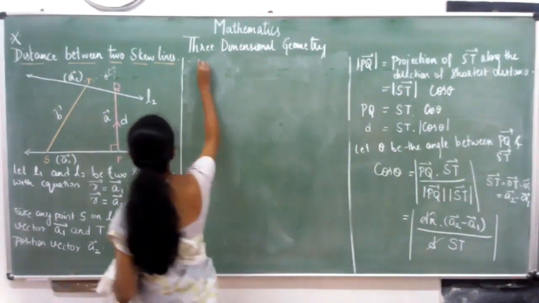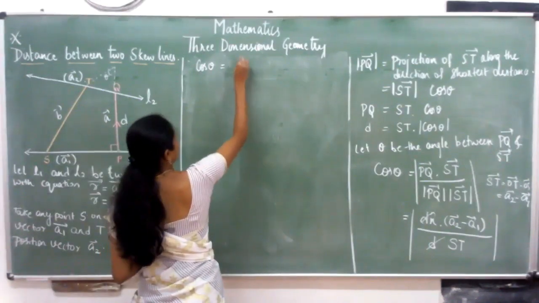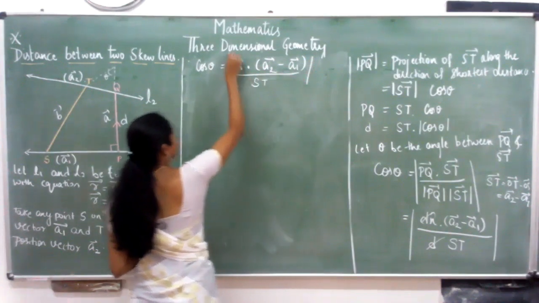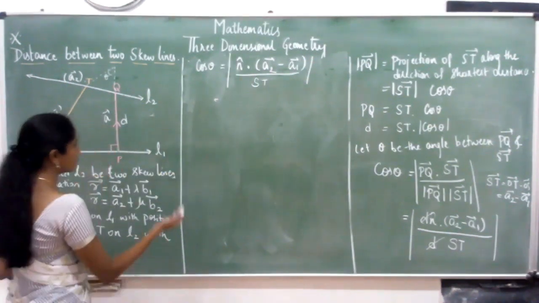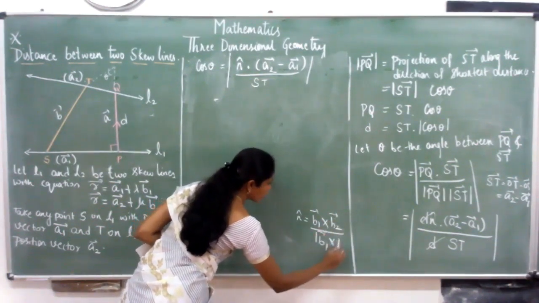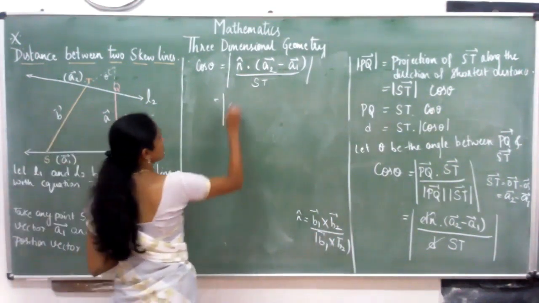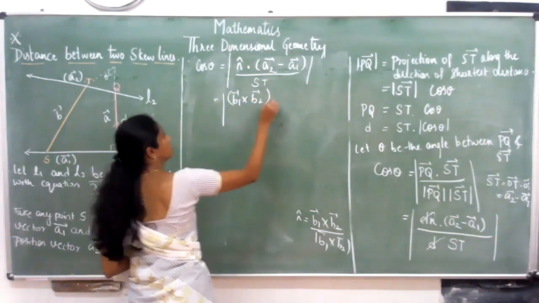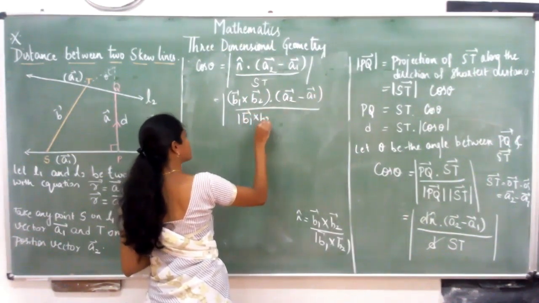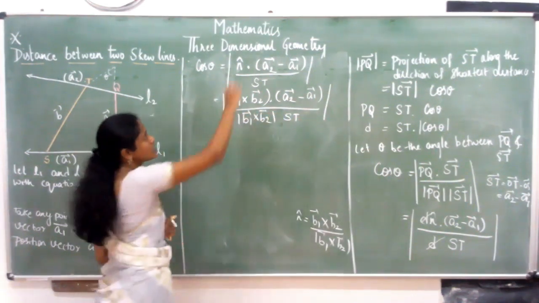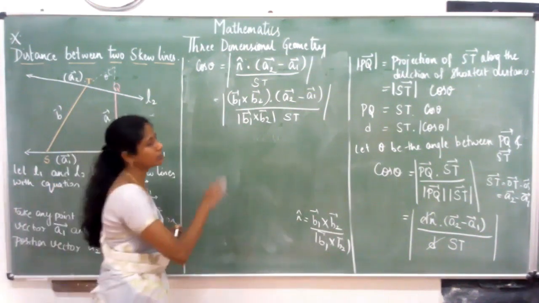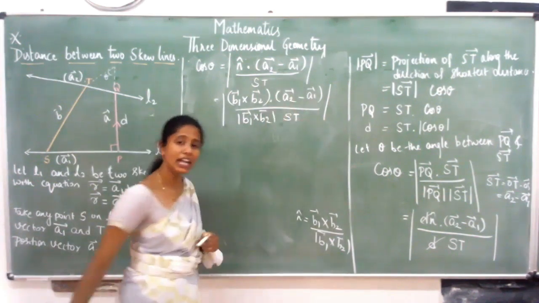So when D and D get cancelled, cos theta will be equal to n cap dot vector A2 minus vector A1 divided by ST. Let us substitute what n cap is. If you remember, I wrote n cap as vector B1 cross vector B2 by magnitude of B1 cross B2. Substituting that, cos theta is B1 cross B2 dot A2 minus A1, this whole divided by magnitude of vector B1 cross vector B2 into ST.